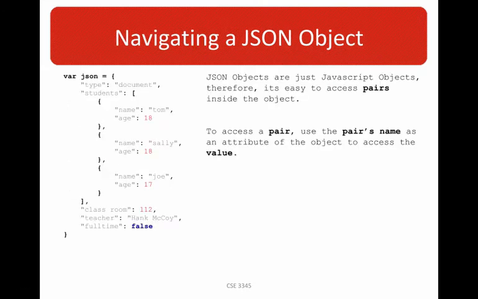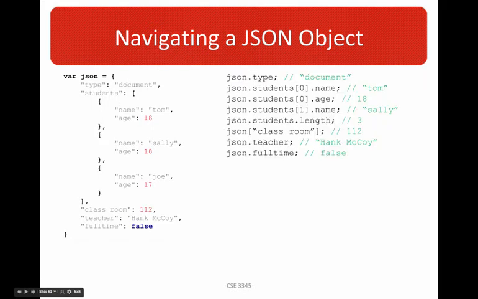So I've now created this JavaScript object. How do I actually access the data? Well, as I mentioned, JSON objects are just JavaScript objects, therefore it's easy to access these. All you need to do is use the name of the pair to access its value. So for example, if I wanted to access the type variable, all I would need to say is json.type, and that would return document. Extremely easy.